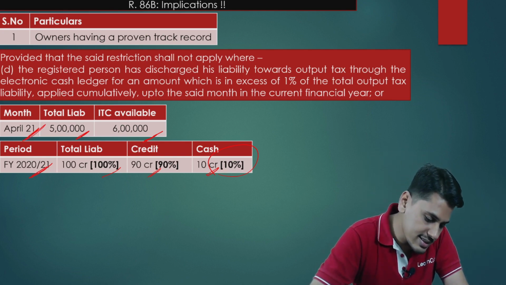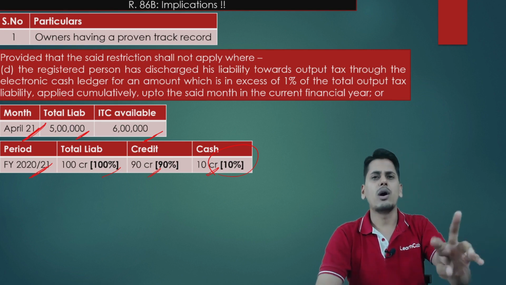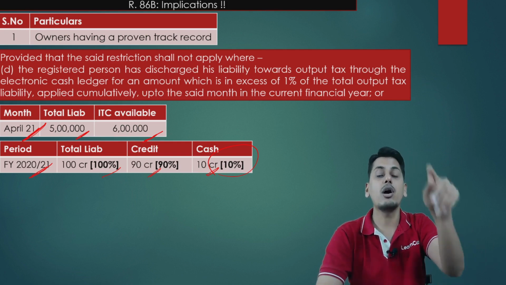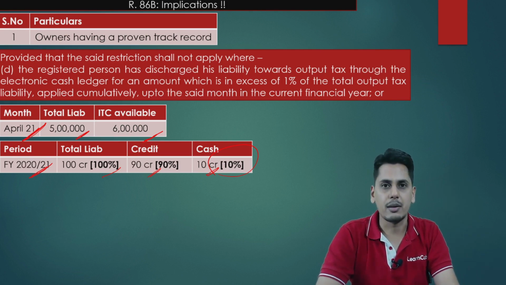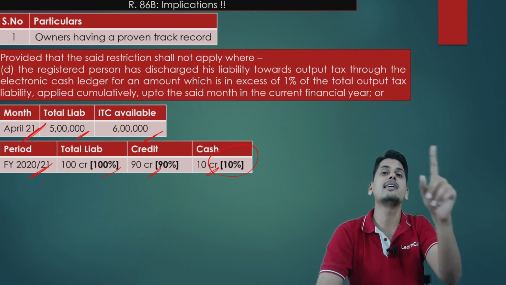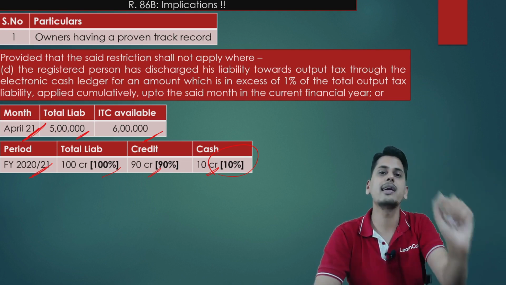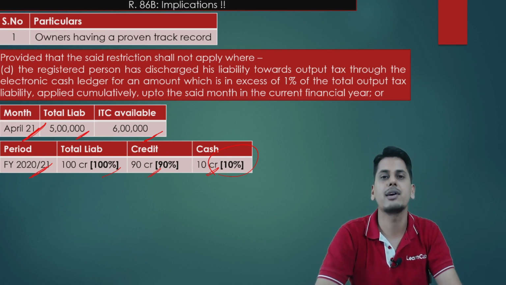Now friends, this being the first month of the financial year April 21, whatever you have done last year will not matter. For the proven track record under GST, the current financial year is relevant. For the proven track record as far as income tax law is concerned, the preceding financial year is relevant. Preceding 2 financial years for which the due date of filing income tax returns has already elapsed were relevant.